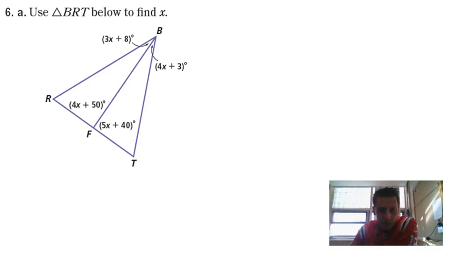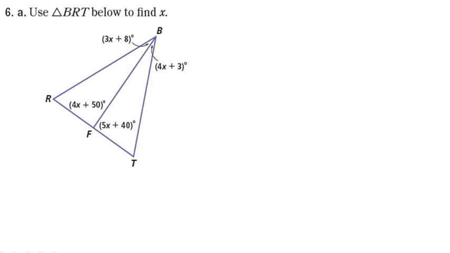Hey folks, Mr. Bucko here with problem number 6 from your Geometry Chapter 6 self-test, where we have this triangle BRT, and we're going to find the value of x. We have all of these angle measures that are given to us, and we can use the relationship between them to find the value of x.